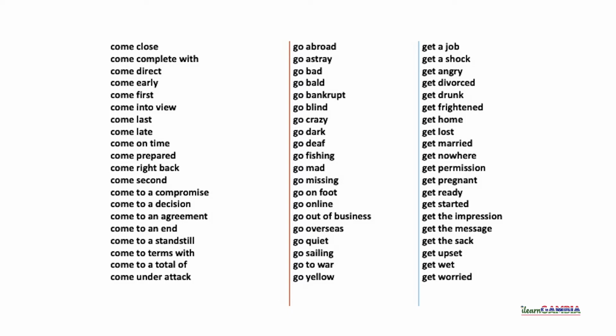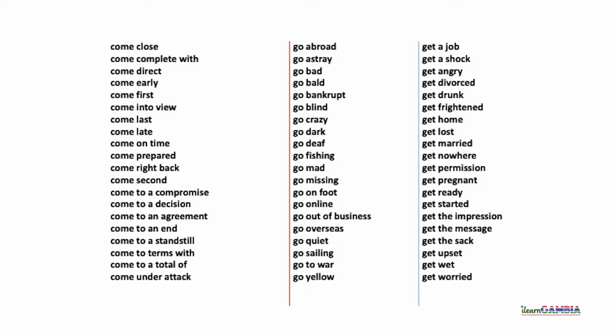We can also have the verb get that can collocate with many words. He got a job after finishing university. He got a shock when he heard about the accident. He got angry when he was told about it. He gets drunk. He took too much. He gets frightening. He was threatening. He gets home.